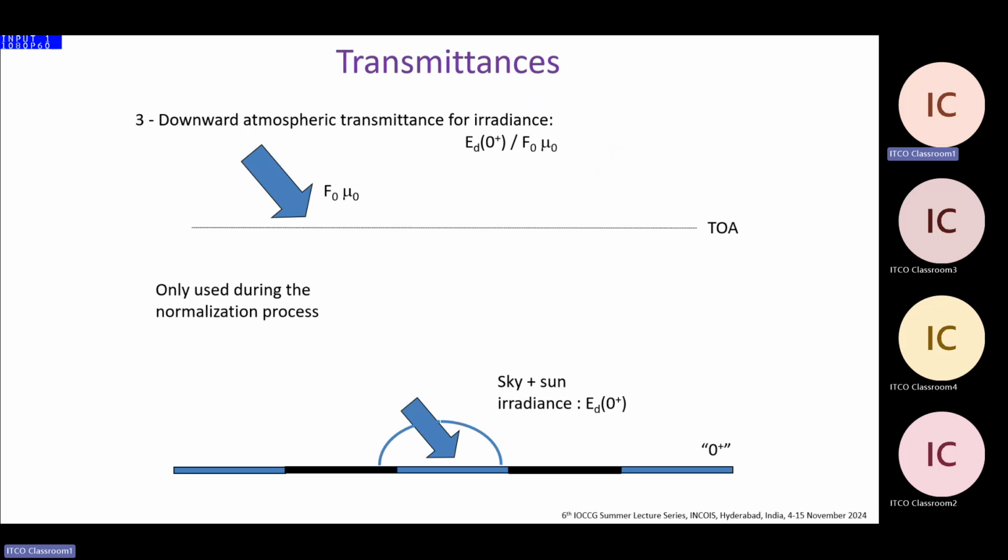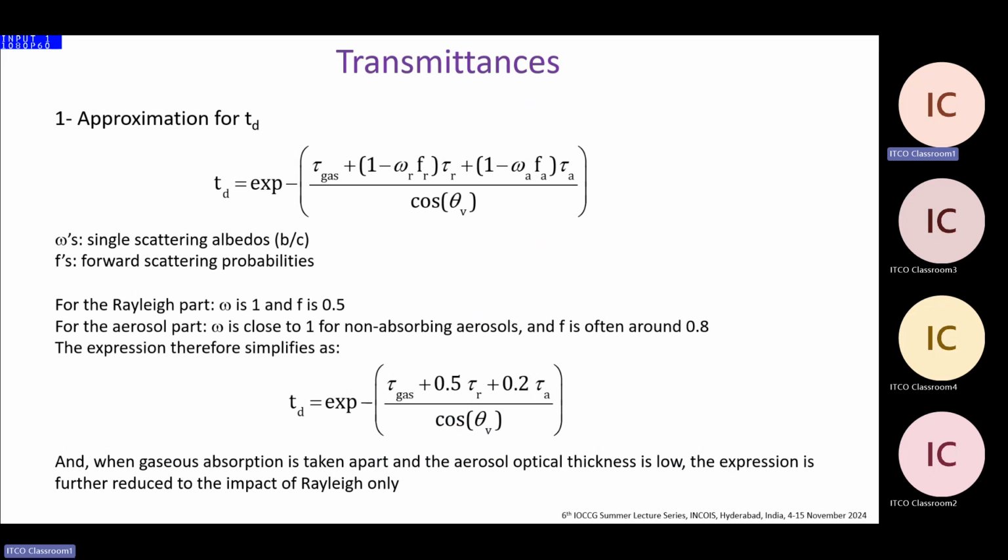But there is another one that we use to normalize things and calculate sometimes the reflectance, which is the downward atmospheric transmittance for irradiance. It is basically the ratio of the downward sun irradiance that you will have at sea level divided by what it is at the top of atmosphere, so the extraterrestrial irradiance multiplied by the cosine of the sun zenith angle. The ratio of the two is an irradiance transmittance, and it's used during the normalization process of reflectance.